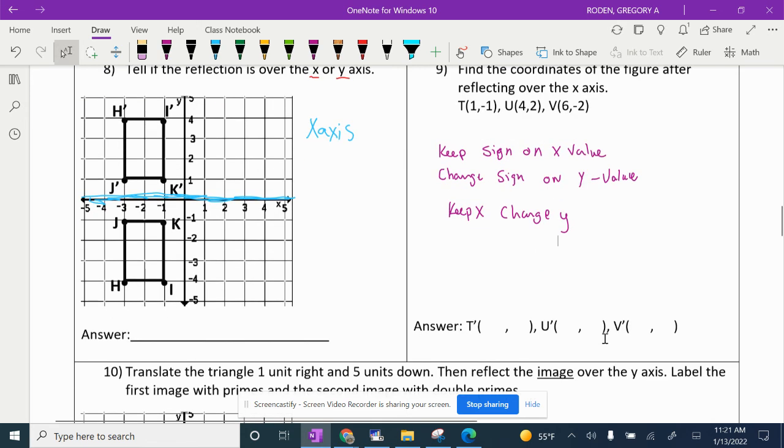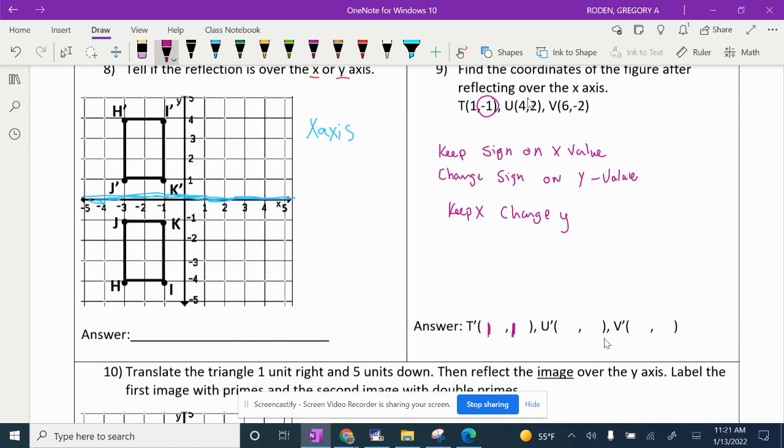So in this case, if I keep x on t, I just leave it alone. That's a 1. But I'm going to change the y value on t. I'm going to change this y value right here. It's going to be -1. I'm going to change it to a +1. So t prime is going to be 1, 1. Okay, guys see that? Okay.